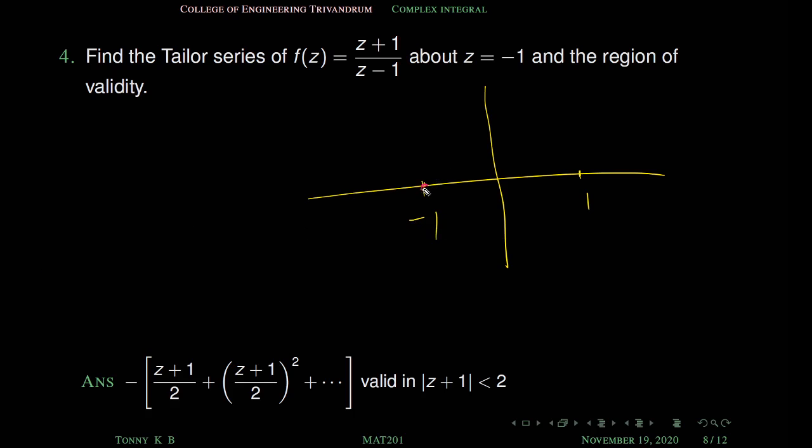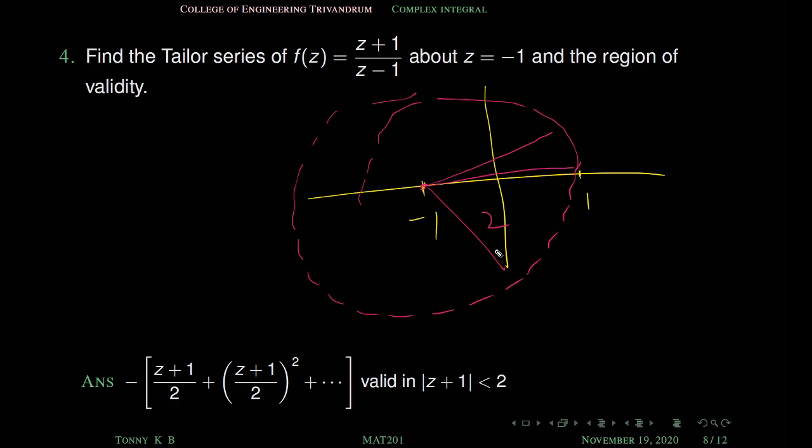Center is minus 1, radius is 2, right? So this is the open circle. Its radius is 2, right? So this is the same as modulus of z plus 1 is less than 2.